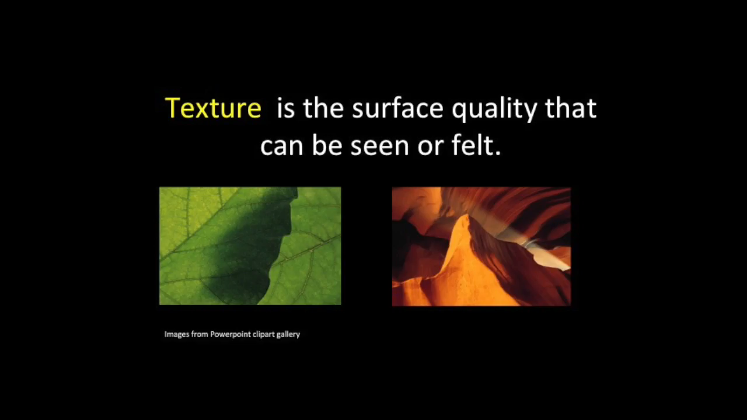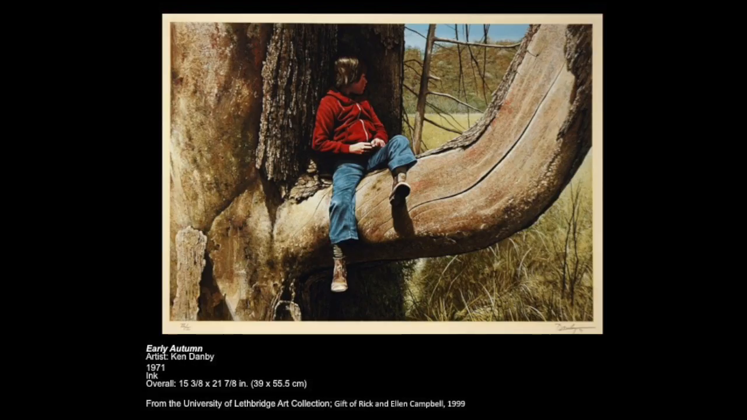Texture is a surface quality that can be seen or felt. Texture can be rough or smooth, soft or hard. Textures do not always feel the way they look. These images of rock formations and a close-up of leaves show smooth and bumpy textures.